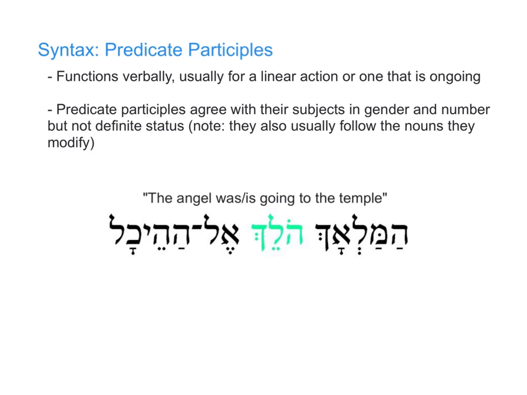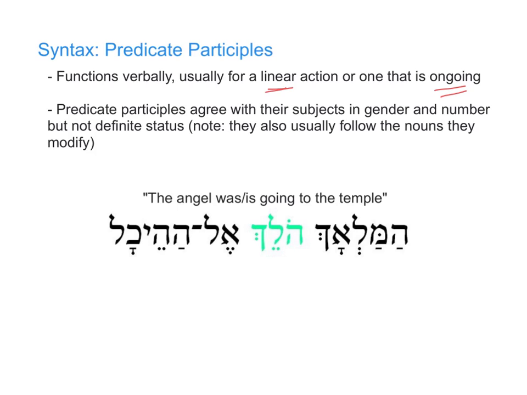Well, let's look at this second use then, our predicate use of the participle. Now here what we're seeing is the participle is not modifying a noun, but similar to what we saw with our adjectives, it's asserting something about it. It's functioning verbally, and the type of action that it will be expressing is most often linear or ongoing, or I think what Ross calls durative, an ongoing action.